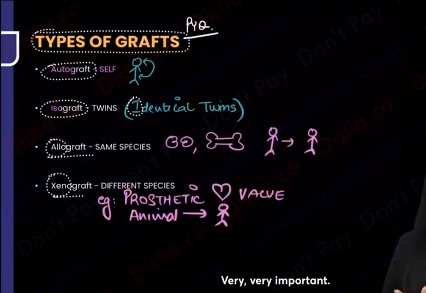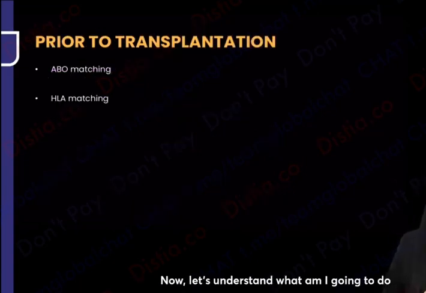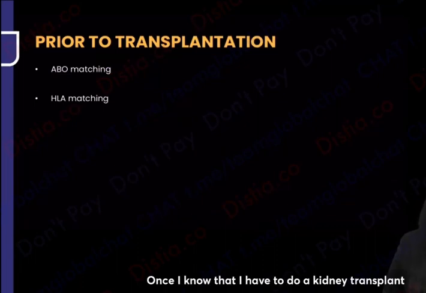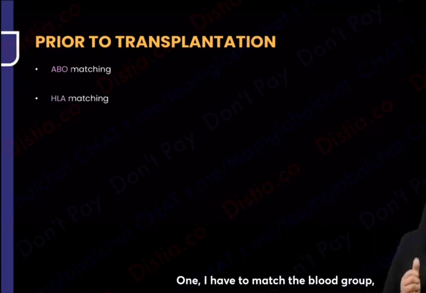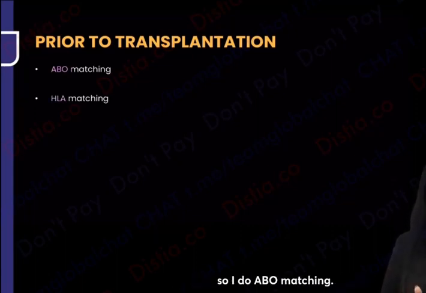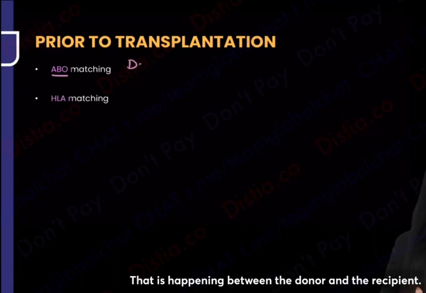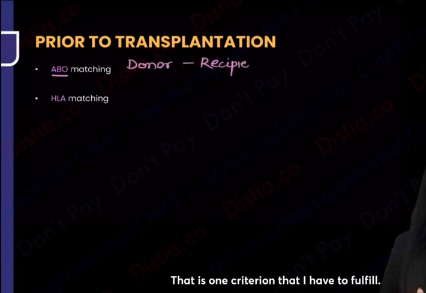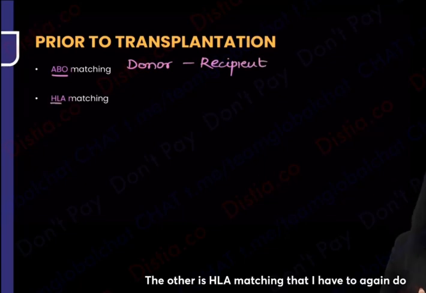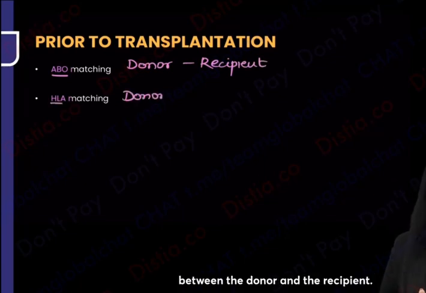Very, very important. Now let's understand what am I going to do once a graft is ready. Once I know that, okay, I have to do a kidney transplant or a bone marrow transplant, what am I going to do prior to it? So there are two things I do. One, I have to match the blood group. So I do ABO matching between the donor and the recipient. That is one criterion that I have to fulfill. The other is HLA matching that I have to again do between the donor and the recipient.